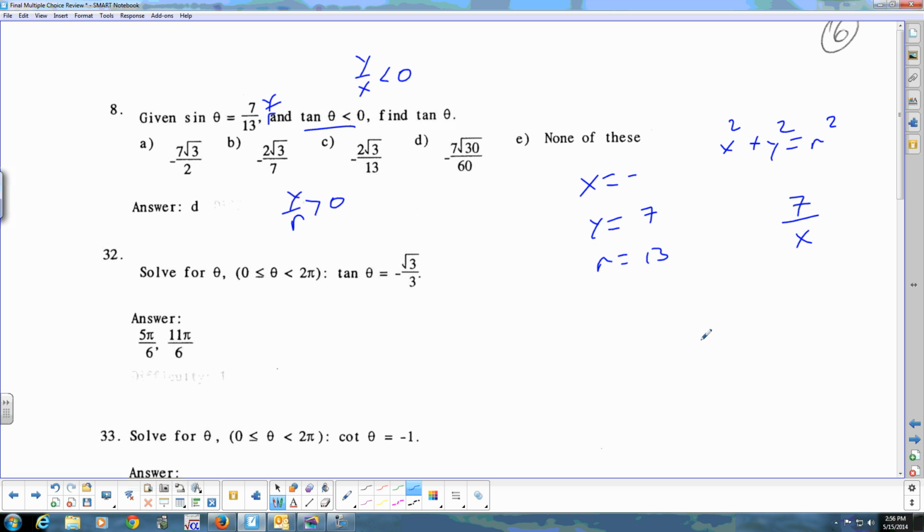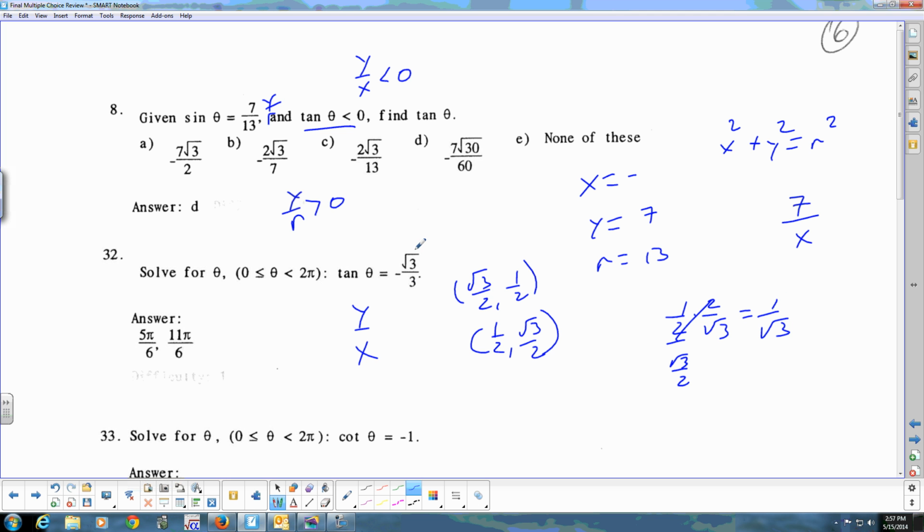Okay. Solve for theta. What angle makes that true? It's got a square root of 3 in it, guys. So it's either square root of 3 over 2 over 1/2, or it's 1/2 over square root of 3 over 2. It's a unit circle question. Tangent is your y over your x. You fill it in. 1/2 over square root of 3 over 2 is 2 over 2 times the square root of 3. That's 1 over the square root of 3. That's going to give you this.